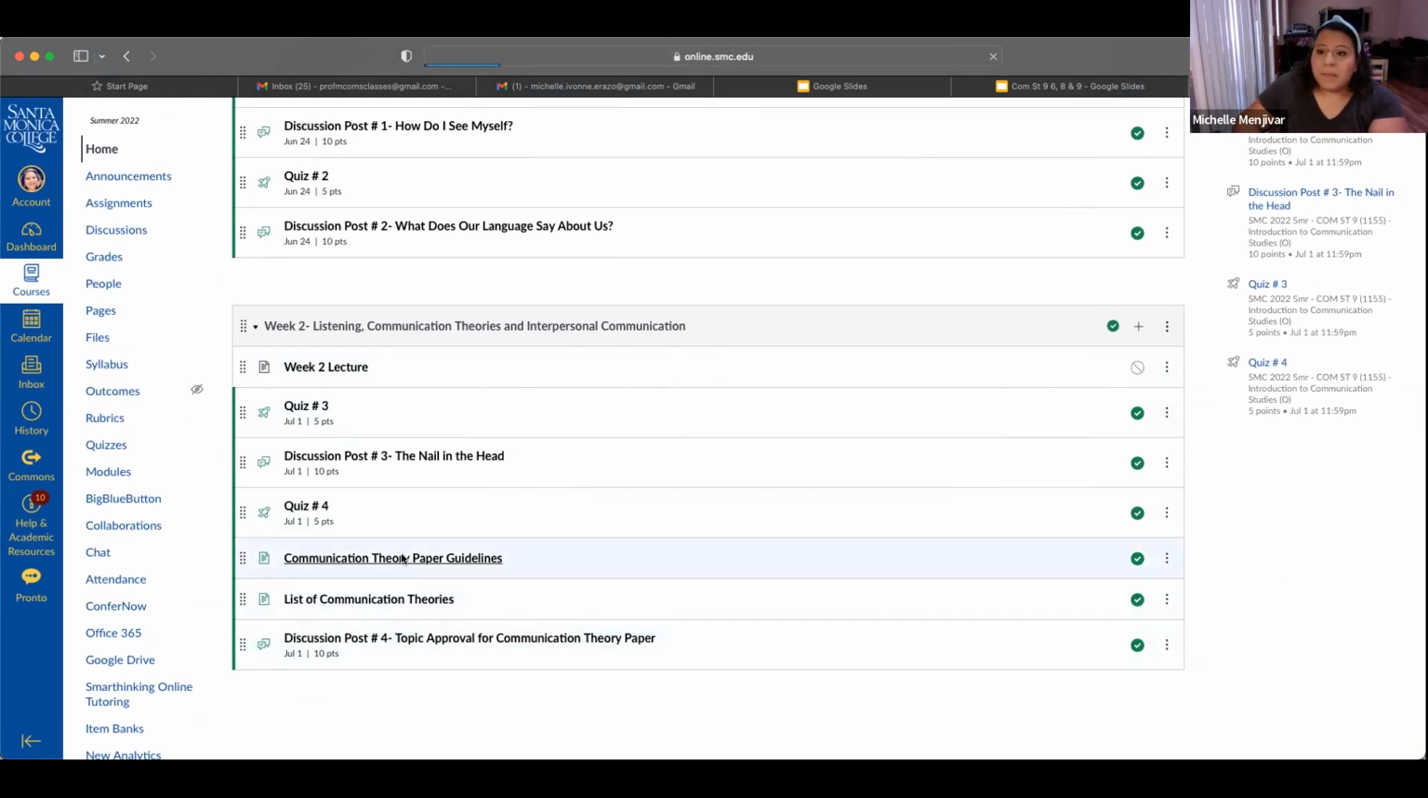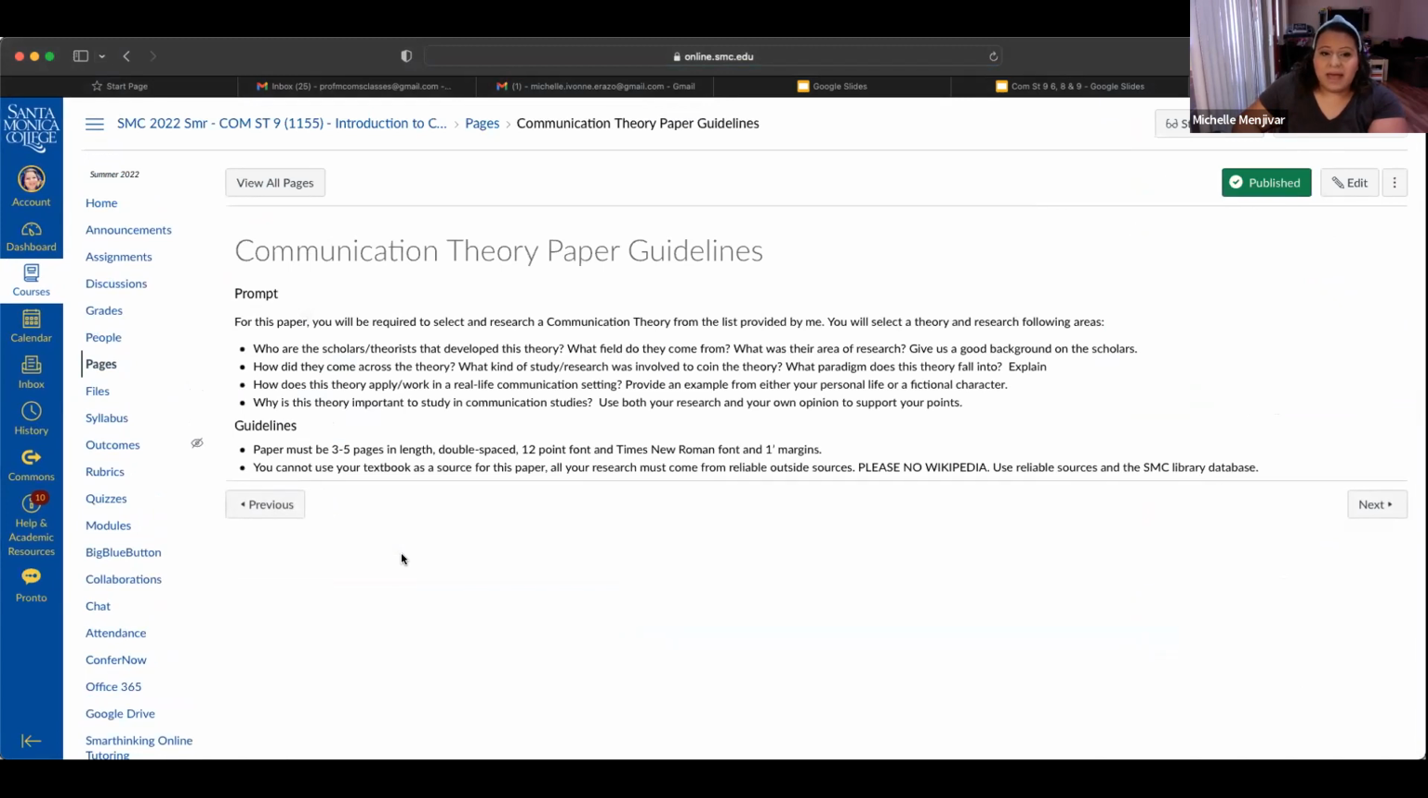Basically, for this paper, I want you to pick a theory from the list that I have provided for you, which I'll show you in a second. You will be researching that theory, and you will be answering the following questions through your research. One thing I want you to keep in mind is that once a classmate has already picked a theory, you're not allowed to pick it again. There are 26 theories that I have up on my Canvas page, and there are 26 of you in this class. So there should not be any repeats.